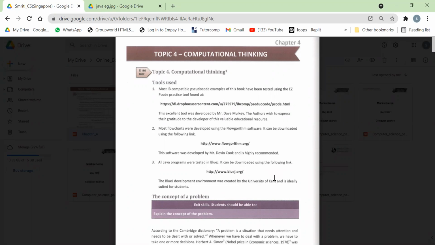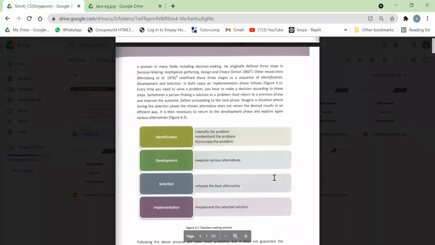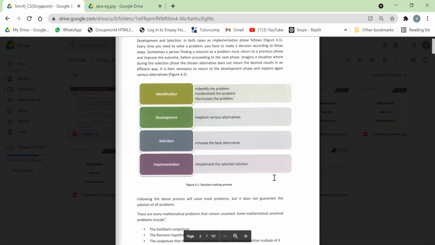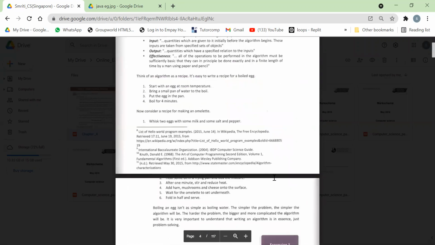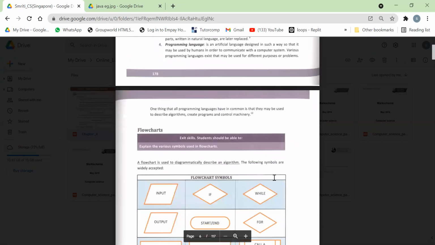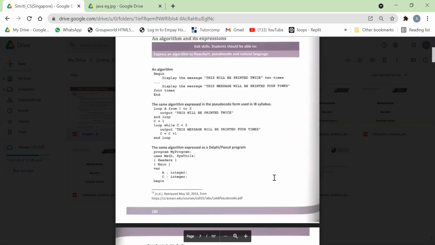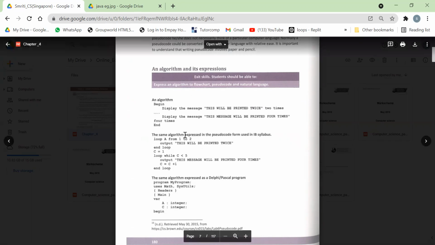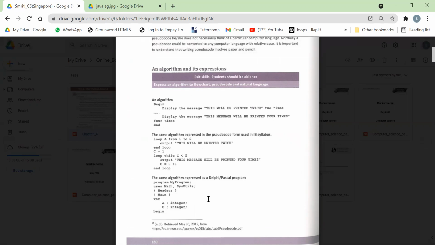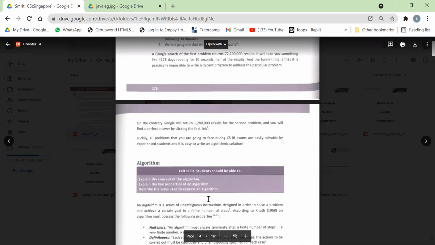I selected a topic from your textbook, which is topic number 4, computational thinking. This chapter is coming from your textbook, and we will be studying the important key concepts in this chapter. One of them involves algorithm, flowchart, which is an interrelated concept in algorithm, and an example of a pseudocode expression, which teaches us how to write an algorithm into a pseudocode. I chose this topic because it is one of the key concepts in your syllabus. So let's proceed and have a look at what all we can study in this chapter.